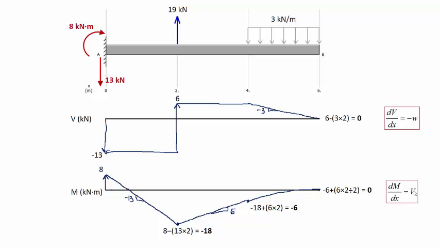So here you have the shear force and bending moment diagrams for this beam. We can see that the highest shear force acting on the cantilever happens at support A, and the value is 13 kilonewtons. And the highest bending moment acting on the beam acts at 2 meters from the support, and the value is 18 kilonewton meters. It is negative, which means that the top of the beam is under tension and the bottom of the beam is under compression.